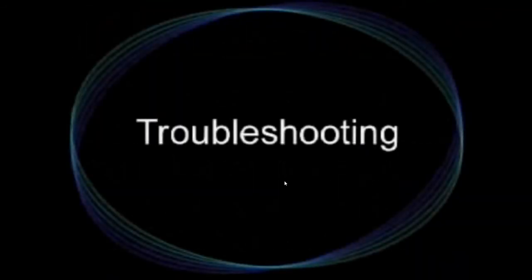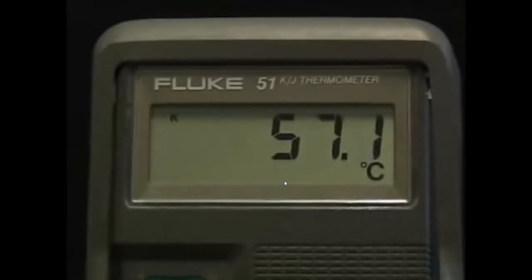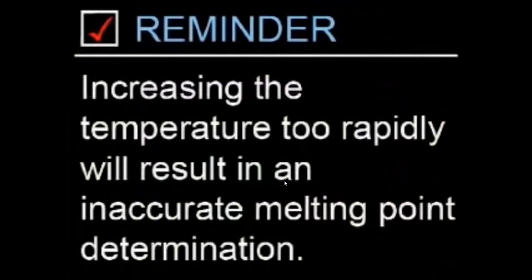There are several ways to obtain inaccurate melting point readings. The most common mistake is increasing the temperature too rapidly. In this situation, the capillary will not have enough time to equilibrate with the heated block. As a result, the melting range will appear narrower than it actually is, and the melting temperature will appear higher.